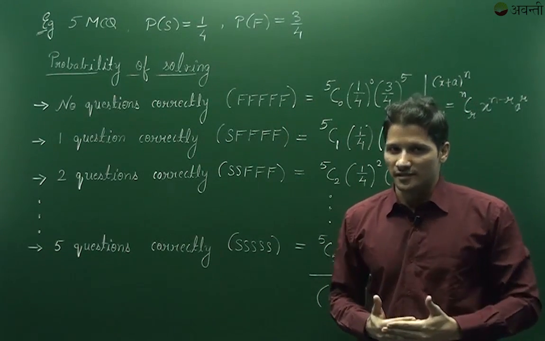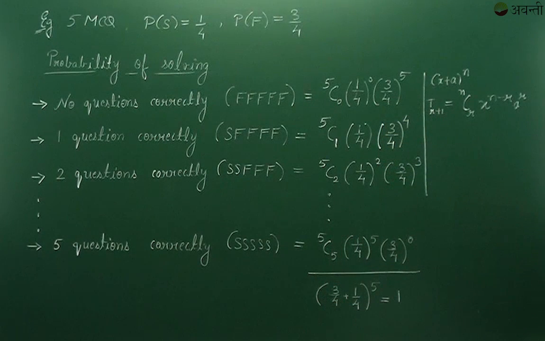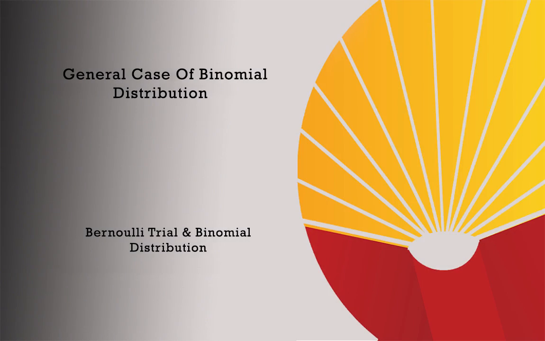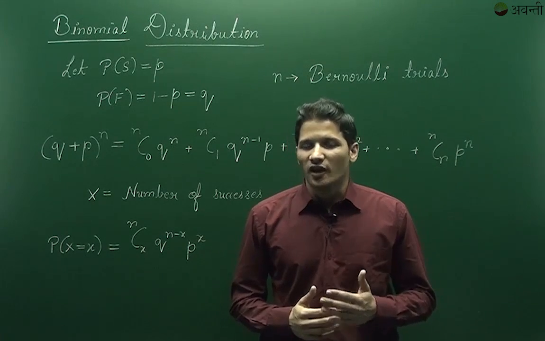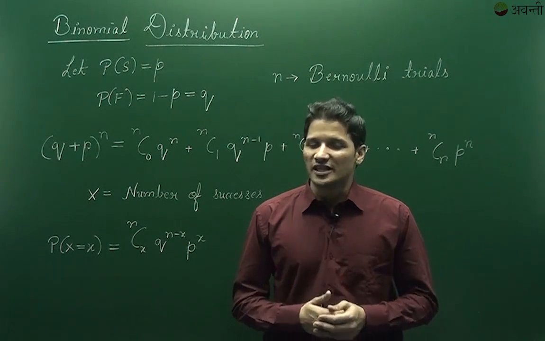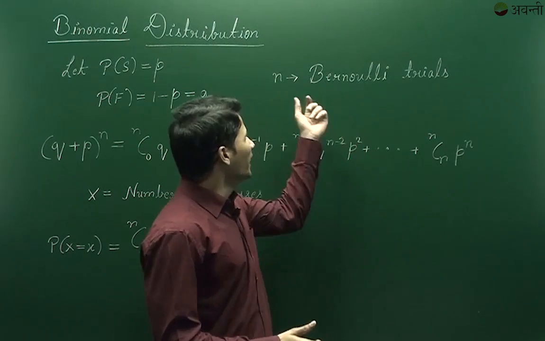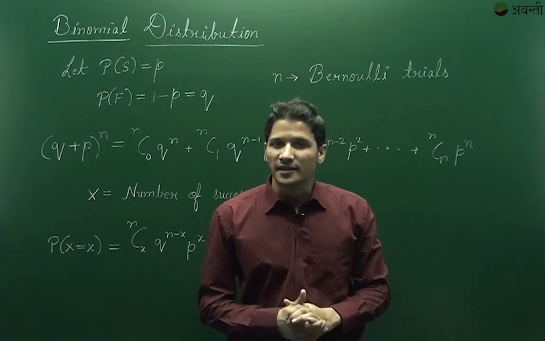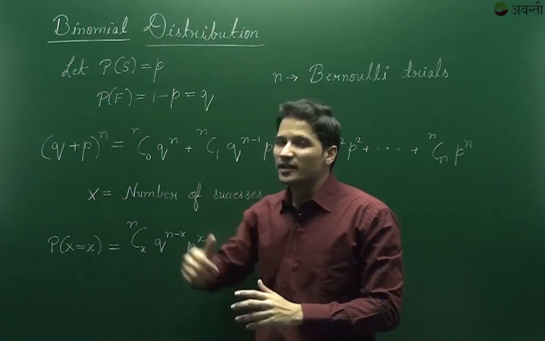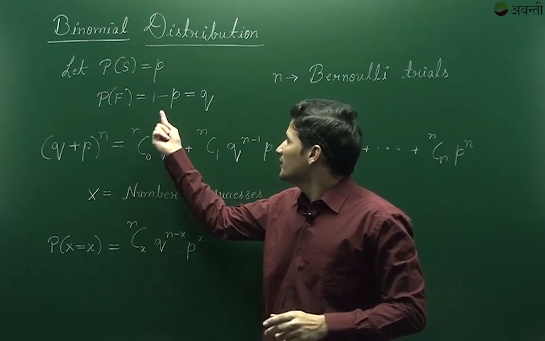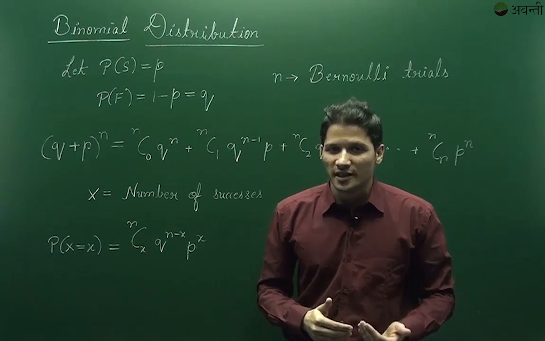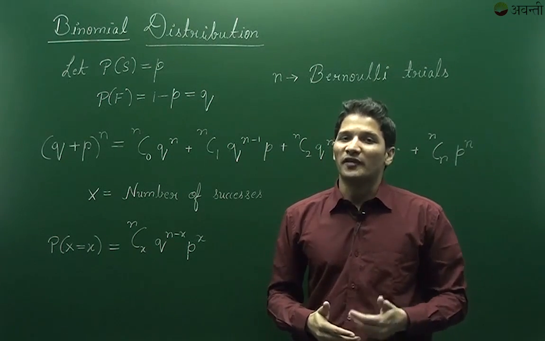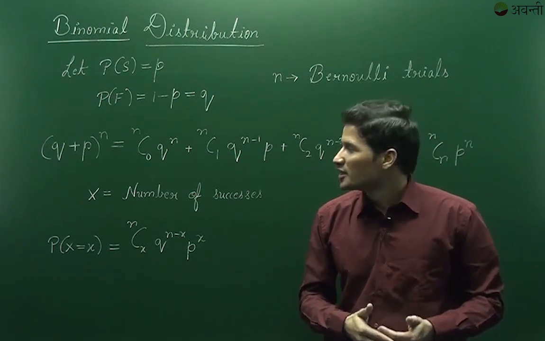Now we shall generalize it. Now let us define the general case of binomial distribution. Here we have an experiment which consists of n number of Bernoulli trials, and in this case probability of success is small p and probability of failure will be 1 minus p, that is equal to q. Now if you want to find out probability of 0 success, probability of 1 success and probability of n number of successes, then we can find this using binomial theorem.